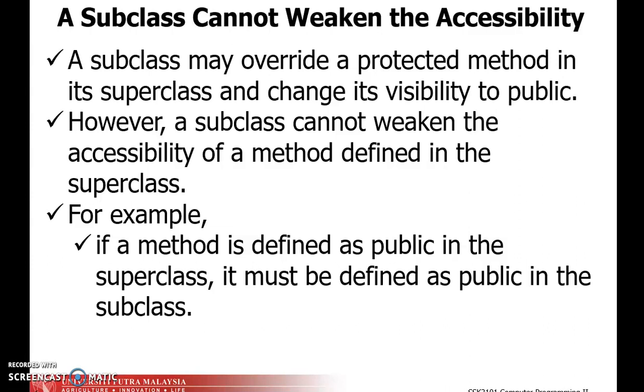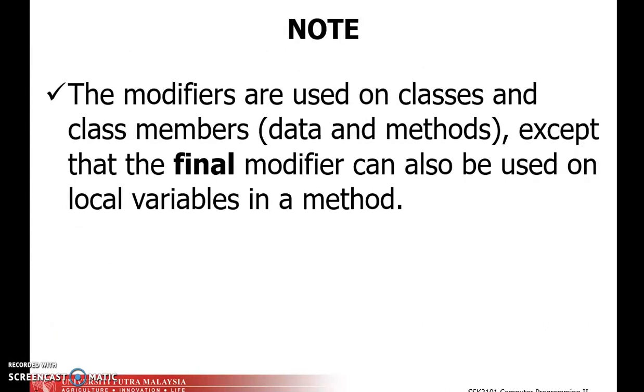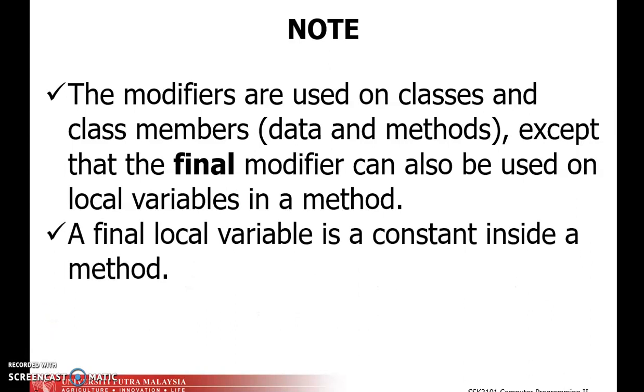Okay, guys, we have additional notes in the next slides mentioning that the modifiers are used on classes and class members, that is data or variables and methods, except that the final modifier can also be used on local variables in a method. Other than public, protected, and private, a final local variable is a constant inside a method. The main purpose of defining a final modifier is to fix the value of a local variable that is constant in a program.